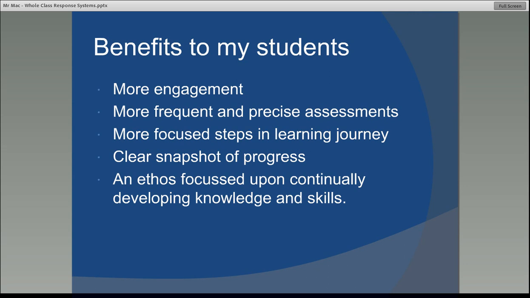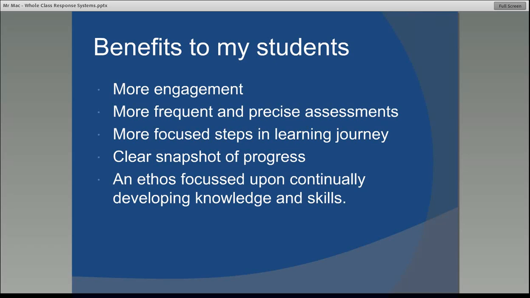And anybody walking into a lesson can see where my students are at, and it's clearly identified by my whole class response. I'm making clear snapshots of the progress just by doing hand gestures, Post-it notes, whiteboards, Socrative, and getting a snapshot of their progress in an instant, and it's usually accurate as well.